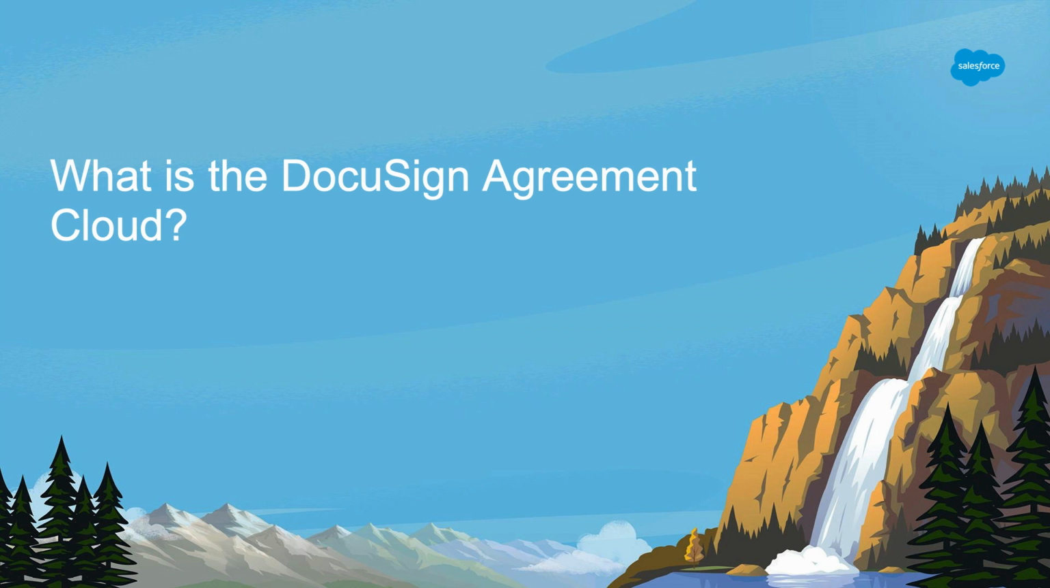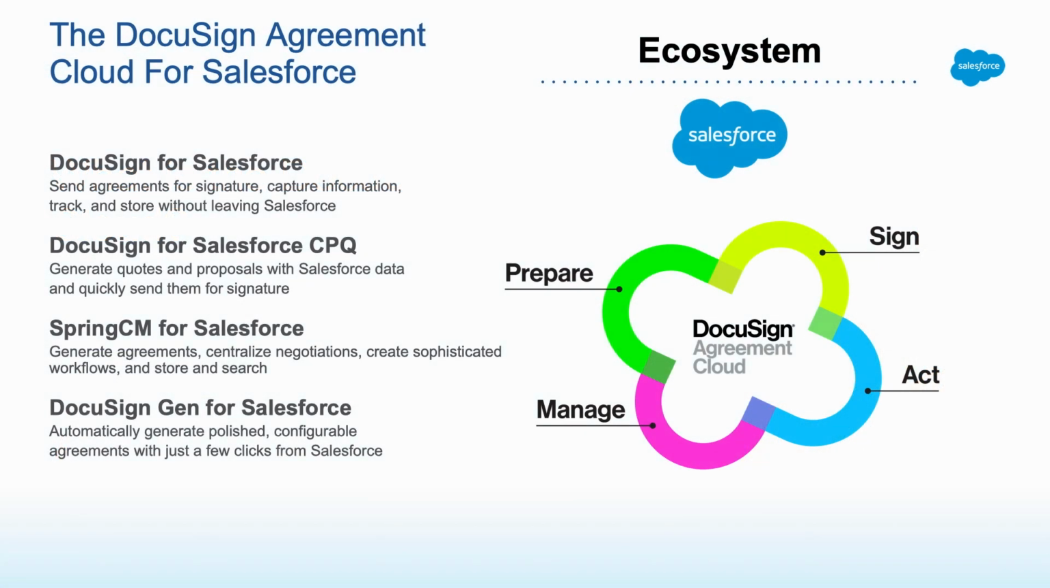What is DocuSign Agreement Cloud? For many years, DocuSign has been very well known for its eSignature functionality. Most recently, we announced our acquisition of SpringCM, and we also announced Agreement Cloud. Agreement Cloud is a suite of products which will help you transform your agreement process digitally.